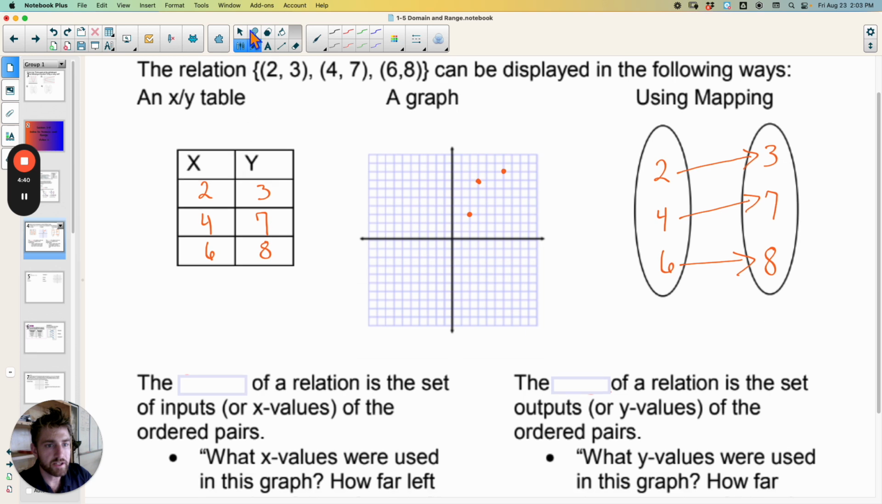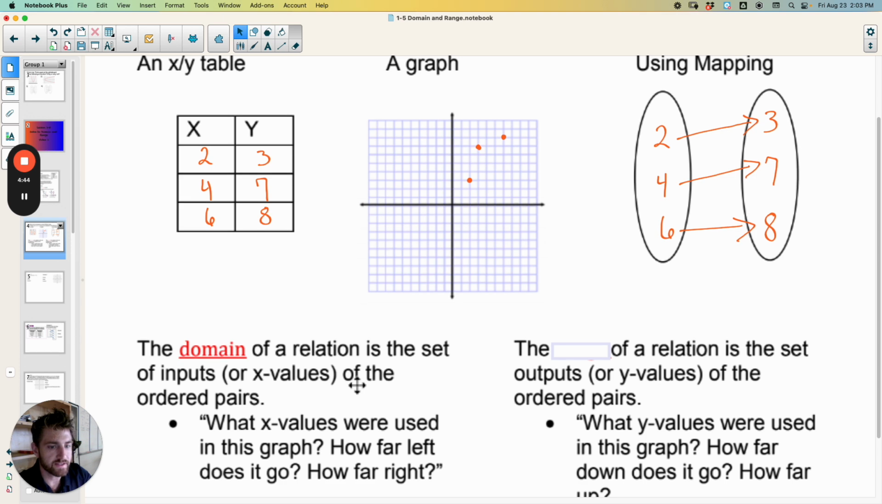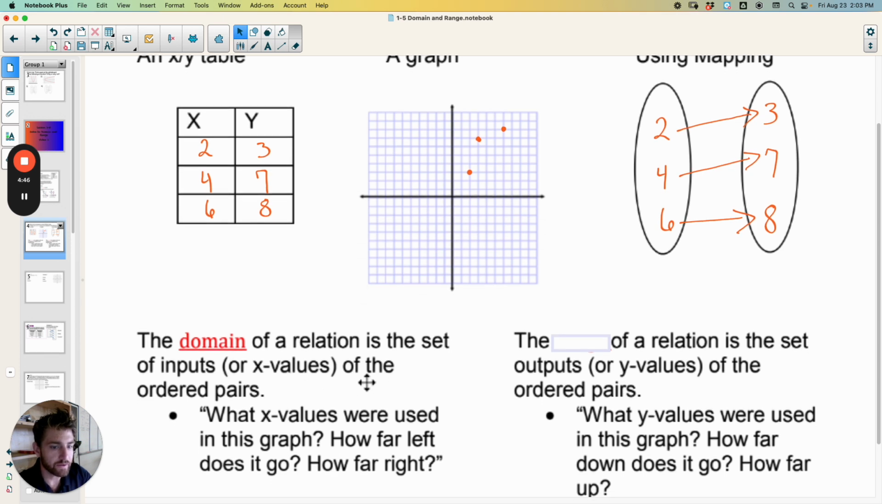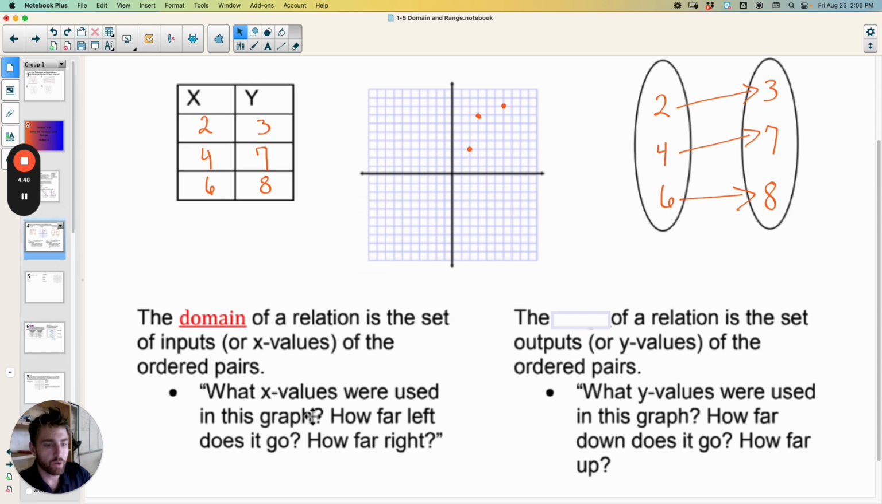Alright, so the next part here says that the domain of a relation is the set of inputs, or x values, of the ordered pairs. What x values were used in this graph? How far left does it go? How far right does it go? So those are the questions we really need to ask ourselves. So which x values are we talking about in the graph.